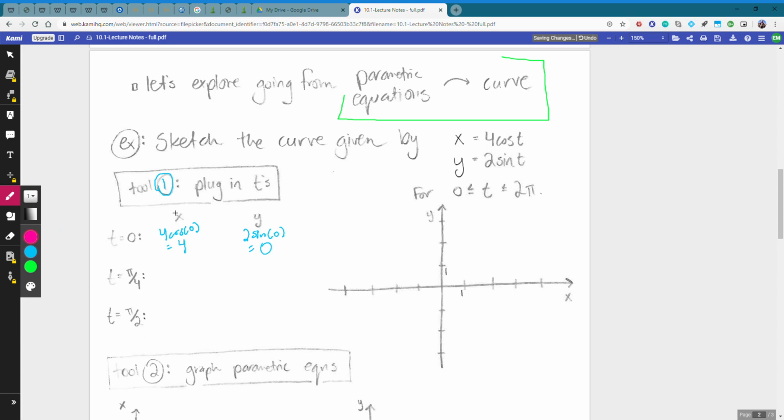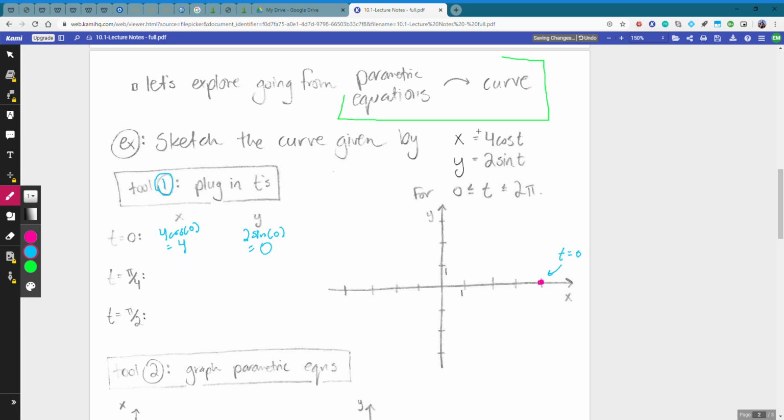And so we already can see what point we're going to be starting at t equals 0. It's going to be the xy point, 4, 0. Right? So that's up here. And so here's our starting point that we see when t is 0.